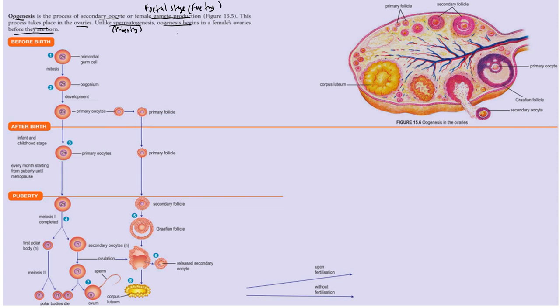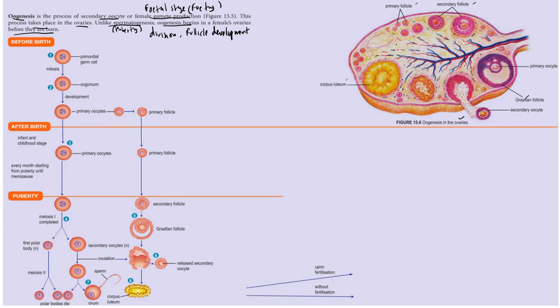For oogenesis, you must know two processes that occur in it. The first is division, and then follicle development. These two processes occur simultaneously, at the same time, in the ovaries. You can see the follicles here: primary follicle, secondary follicle, graafian follicle, corpus luteum. But the division occurs inside the follicle.